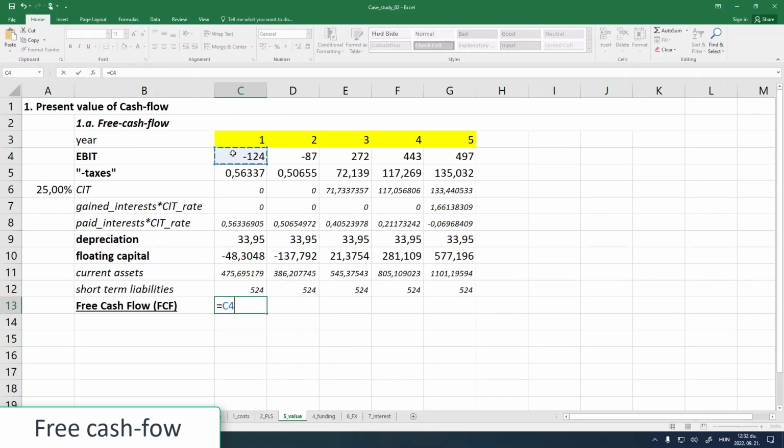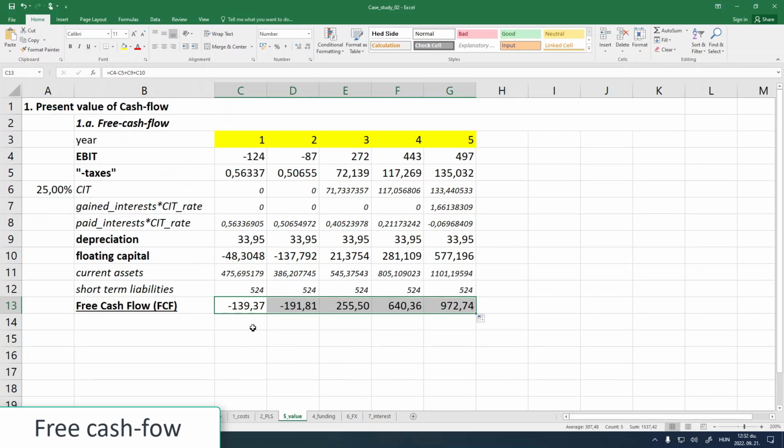So we know that EBIT minus taxes plus depreciation plus the floating capital, which can be sometimes negative, sometimes positive. So let's add it because it's clear. That's why I wanted to exclude this loan and receivable, because this 2000 would outshine everything, and it would be completely useless to calculate free cash flow. Then the next thing.